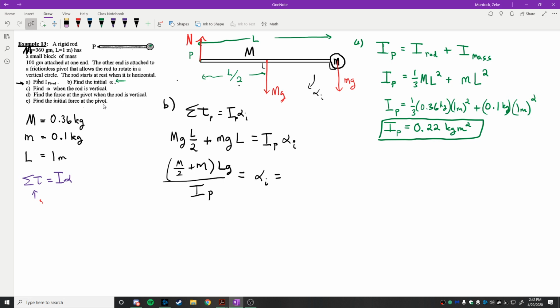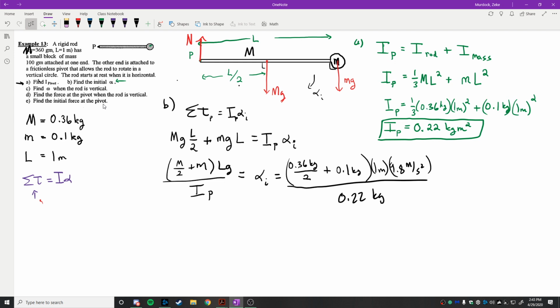M over 2. That's going to be 0.36 divided by 2, plus 0.1 kg. L was 1 meter. G is, I guess we'll use 9.8. You got 12.47. Other people, that sounds right to me just from my memory of this problem. I remember getting 12.5 in the past. IP is 0.22. Did anybody else get that same answer?